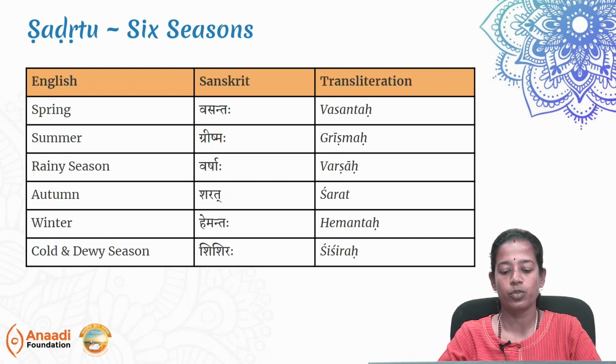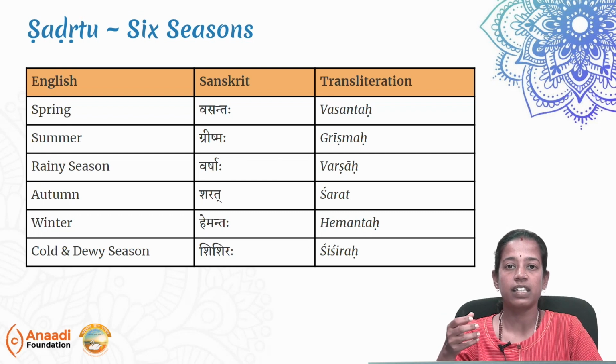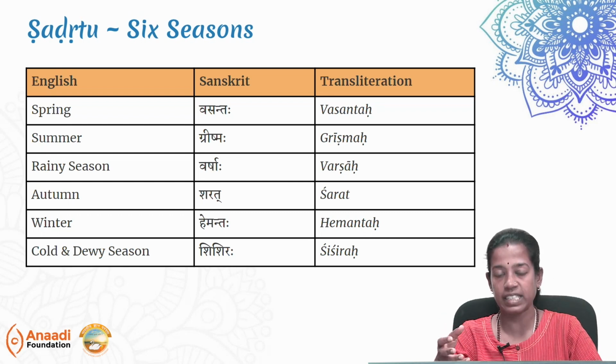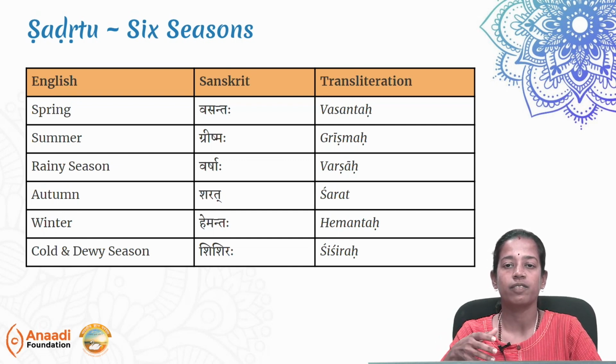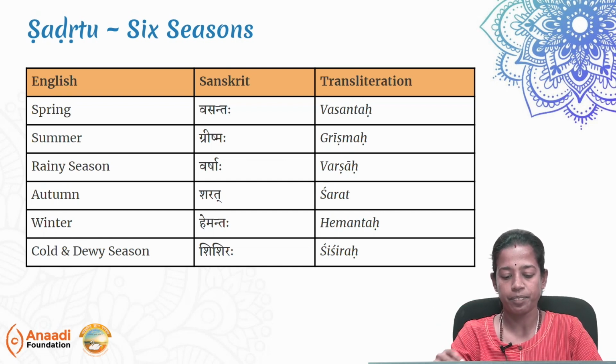So, the Shad Ritus or the 6 seasons. In the Indian tradition, we typically consider 6 seasons which are of the following. One is Vasantaha, which is spring. Second is Grishmaha, which is summer. Third is Varshaha, which is rainy season. Fourth is the Sharad Ritu, which is the autumnal season. Fifth is Hemantaha, which is the pre-winter season. And sixth is Shishiraha, which is the peak winter season.